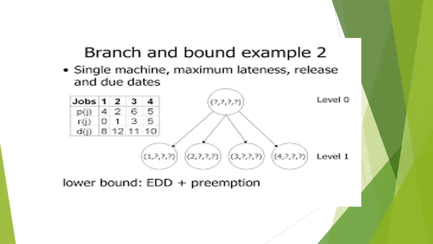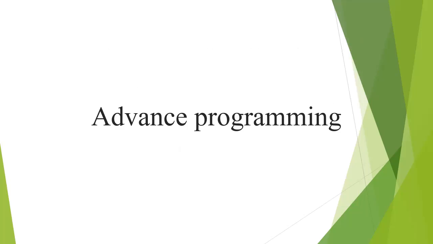Here is another example of branch and bound: single machine, maximum lateness, and release and due dates. In the previous slide, it was the distance you have to cover and the cost of the travel. Here the single machine, maximum lateness, and release and due dates are given. When we assign the jobs to the machines at level 0 and level 1, it is a case of the branch and bound method. And next is advanced linear programming.